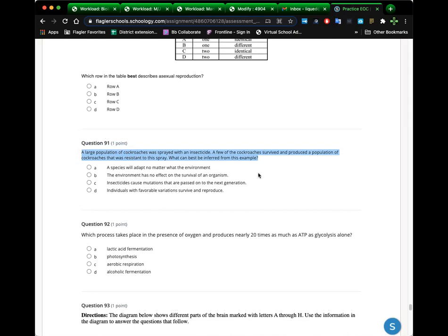So organisms don't all of a sudden just become immune to something because they've been in contact with it. There are going to always be some individuals that have a natural trait, a natural variation that allows them to survive. And of course, they're going to pass that trait on. The others are going to have that trait. So D.